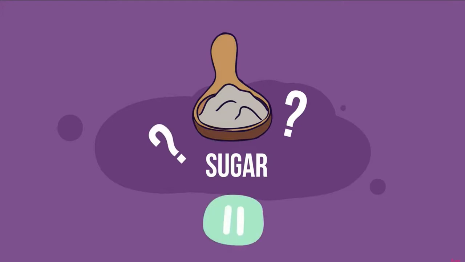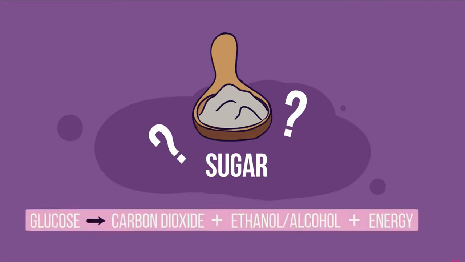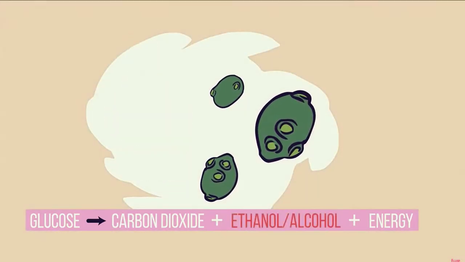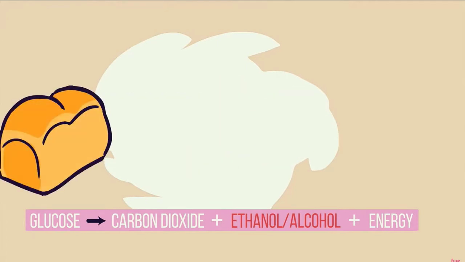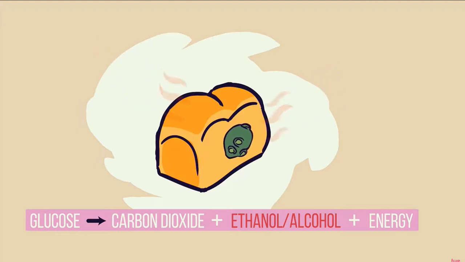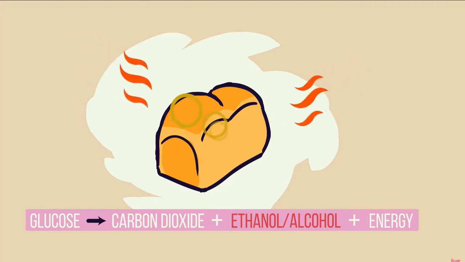Pause the video to have a think about this. Sugar is added because it is the fuel for respiration. No sugar would mean the yeast is unable to respire. Respiring yeast produces alcohol, so why don't people get drunk when eating bread? When the bread is baked, the yeast is killed and the ethanol evaporates.